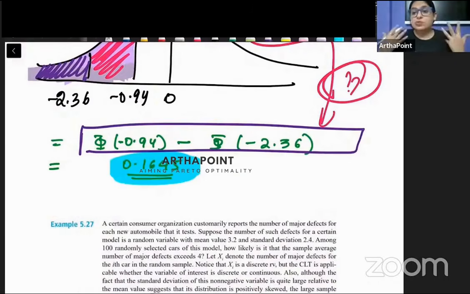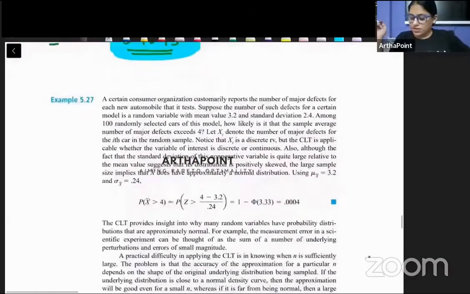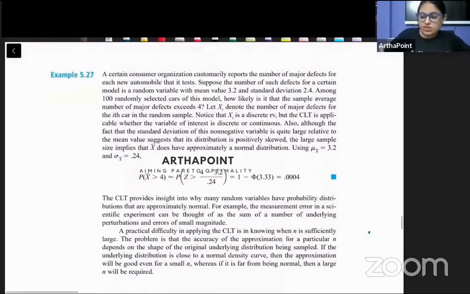But the question here is, why were we able to go ahead and use the Z table in the first place? We were able to use the Z table because we could use the central limit theorem and say that it is actually normally distributed. Right? Okay, beta, take this example now. This is a very interesting example.